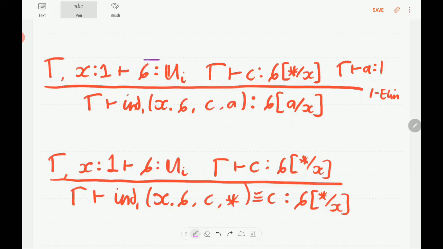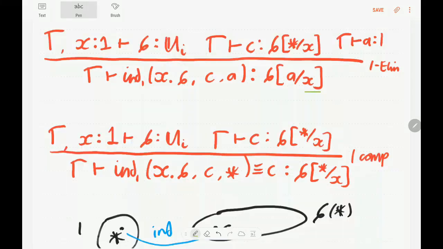if we have a type family zeta, which is dependent on x of type 1, and if we have a value c in zeta of star, and we have a value a of type 1, then we have a value of zeta of a. So basically what these rules are saying here for our unit type is, firstly, that if we pick some value c of zeta of star, then we can always define this function ind of 1, which we can basically think of as a function which sends a value a of type 1 to a value of zeta of a. So that would be the type family associated with the value a of type 1.